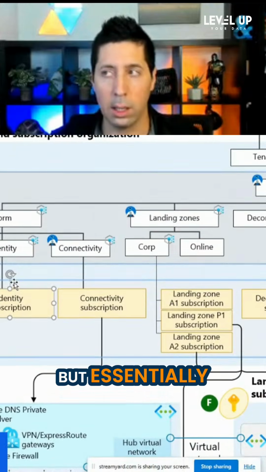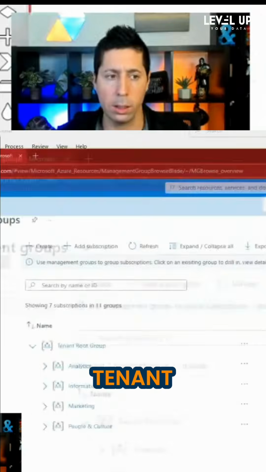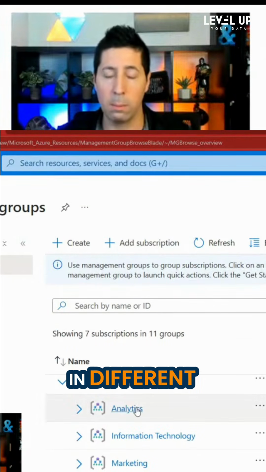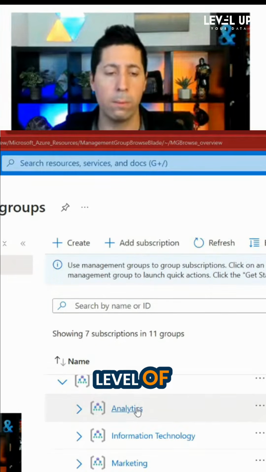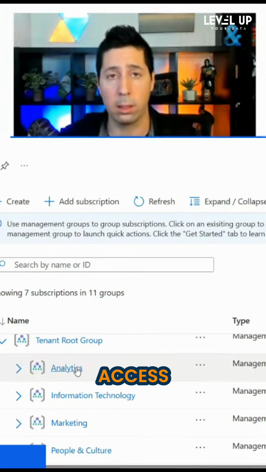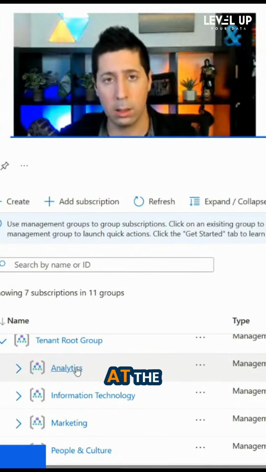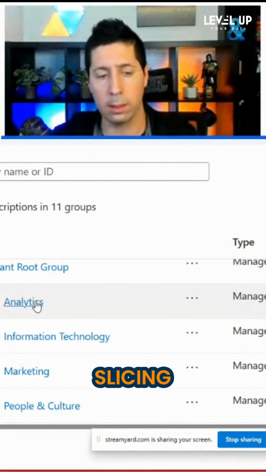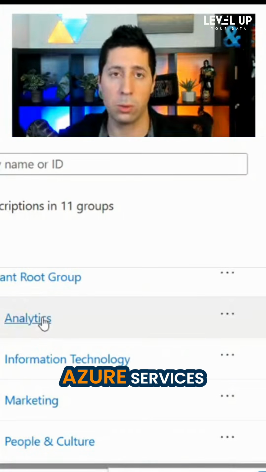But essentially, a good example that I can show you in our own tenant is that we have grouped services and subscriptions in different management groups. And this gives you a different level of security and access, because you could be assigning access at the management group level, at the subscription level, or the resource group level. Many ways of slicing and dicing this one, but it's usually overlooked when provisioning Azure services.